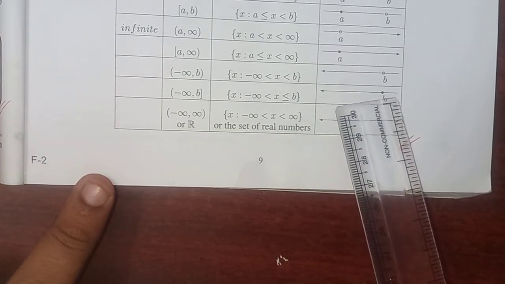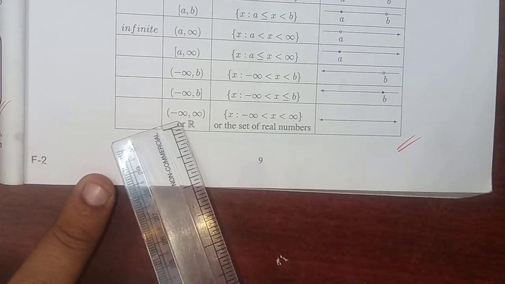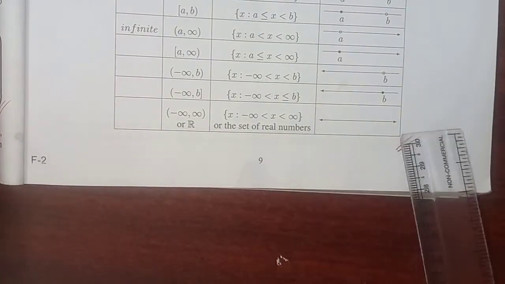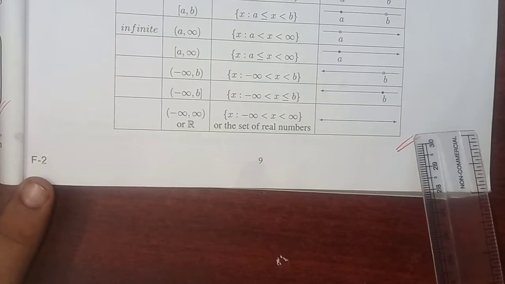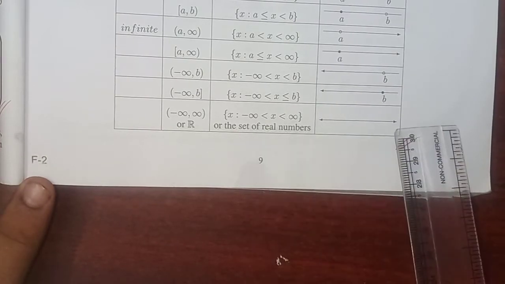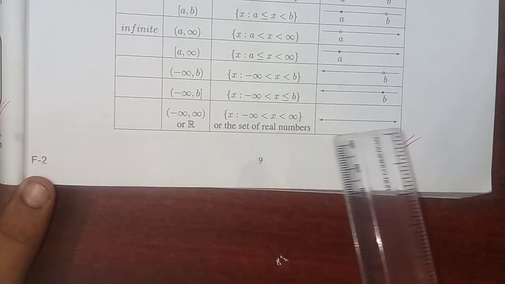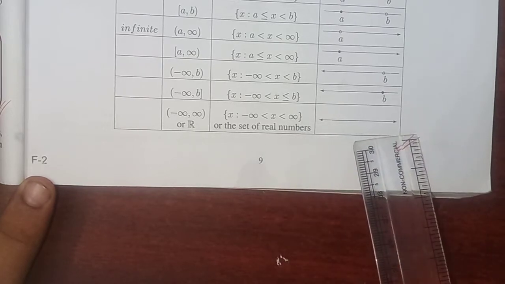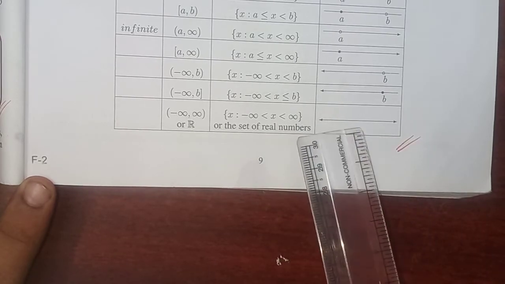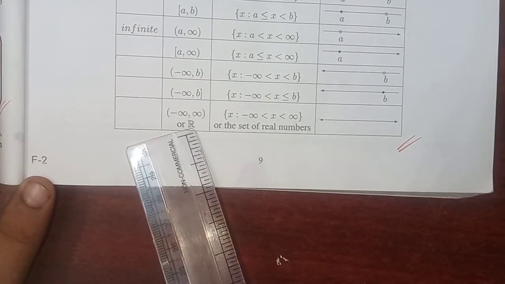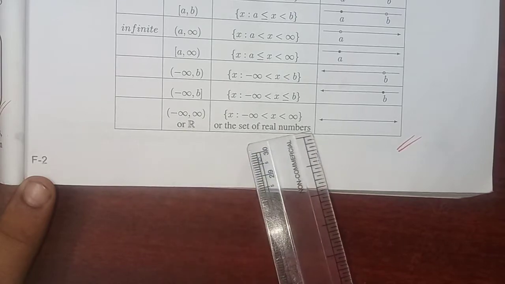And last one, minus infinity comma infinity. Both the ends being extended. It is a set of all real numbers, no end at all, even in the left hand side and the right hand side. So what does it refer to? It is the set of all real numbers. Minus infinity comma infinity can be represented by capital R. Okay.